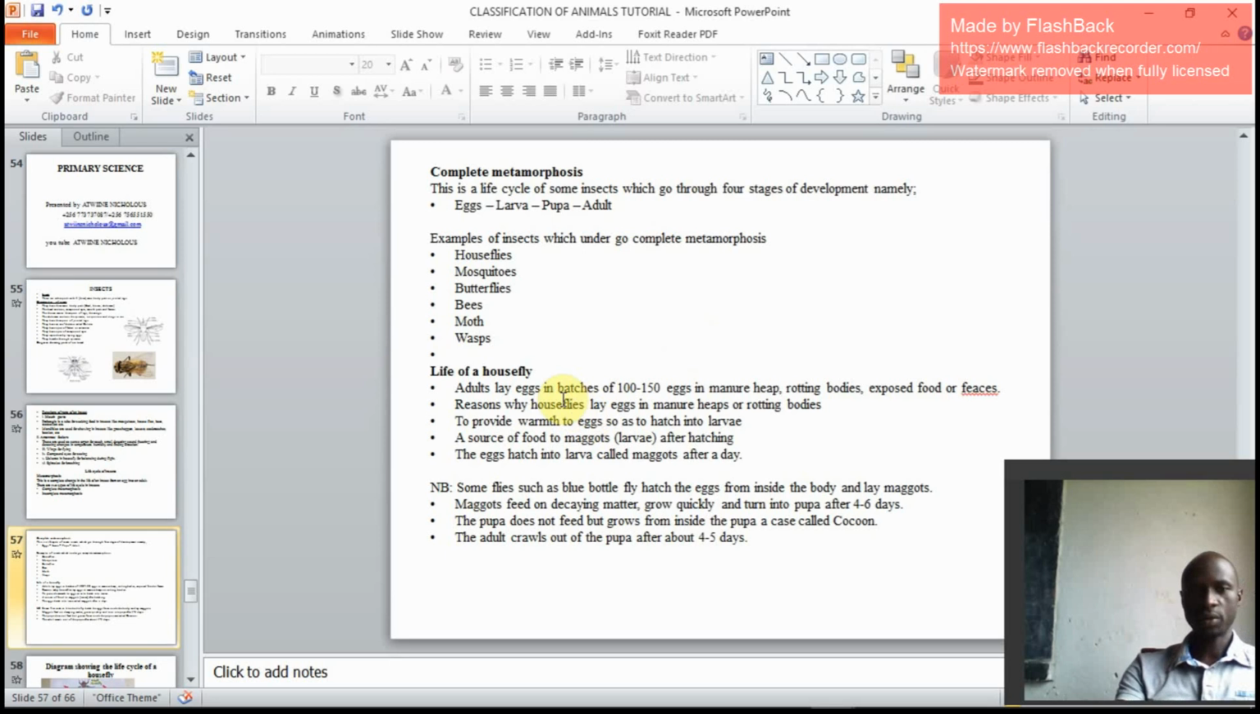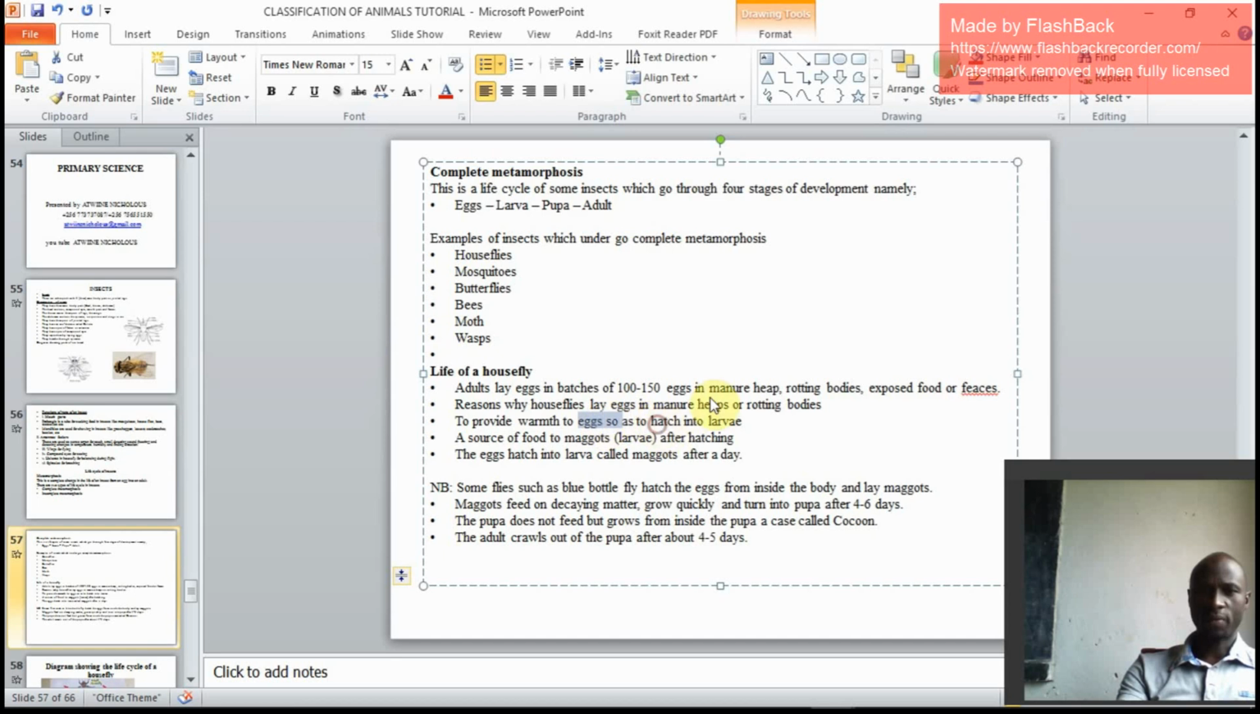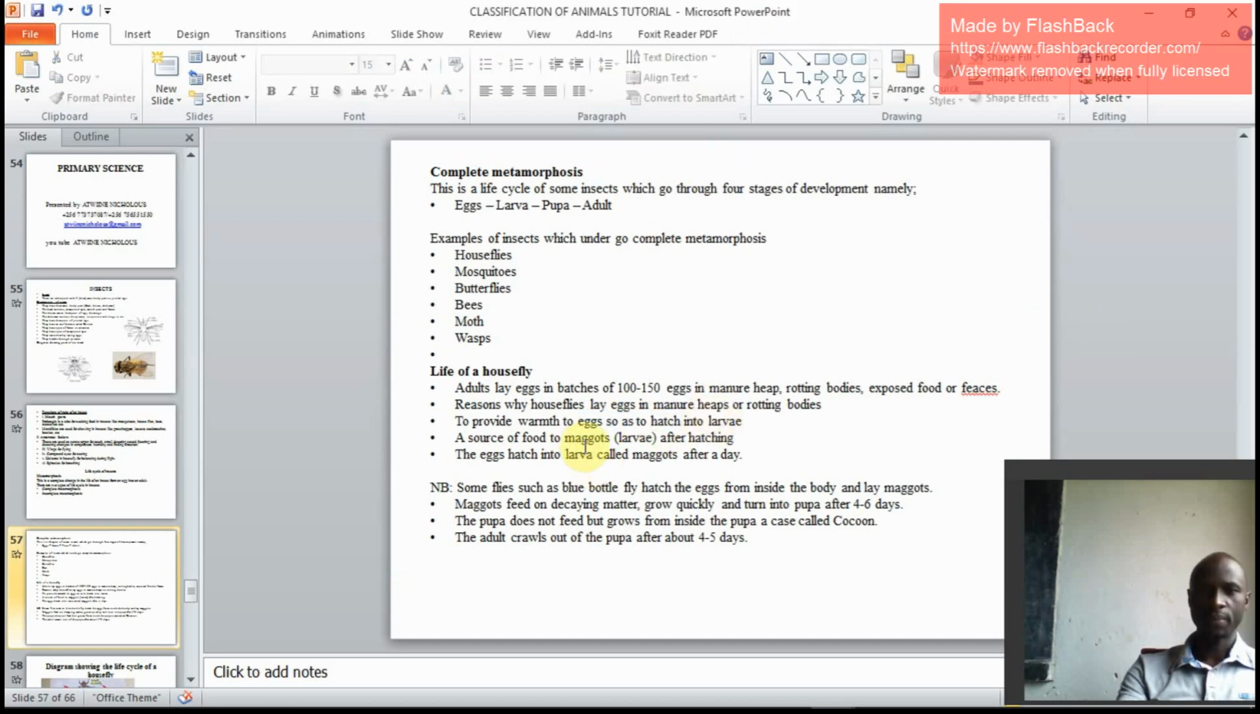We are taking a housefly and we look at its life cycle. They lay eggs in heaps of manure, rotting bodies. We have reasons why houseflies lay eggs in manure. Manure provides warmth, that is the first point, to larvae. It is also a source of food for the maggots. Remember, larva or maggots is the name given to the larva stage of the housefly, and it feeds. Then the eggs hatch into larvae, we call maggots, after a day.